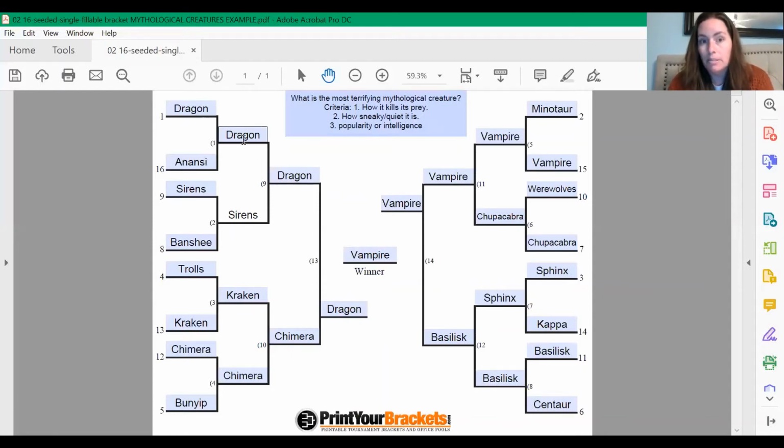So now it was competition between the dragon and the sirens, the kraken and the chimera, the sphinx and the basilisk, and the vampire and the chupacabra. Okay, so then I had to decide on those ones. So then I'd say, okay, a dragon versus a siren. How it kills its prey, okay, a dragon rips them apart, burns them alive. Sirens, they don't necessarily kill you. You could drown, you could get shipwrecked, but I didn't read anything about them attacking you once you got shipwrecked. You know what I mean? You're more kept there. It's weird. It's not like they really go out to kill you. So I picked the dragon, okay?